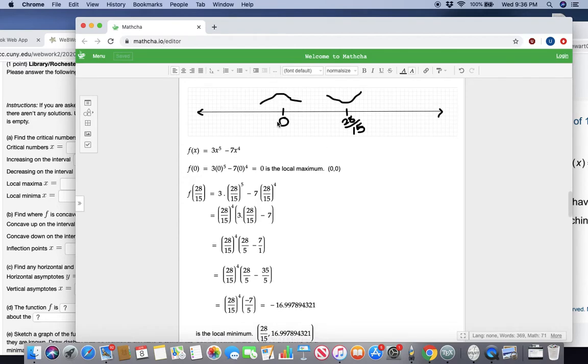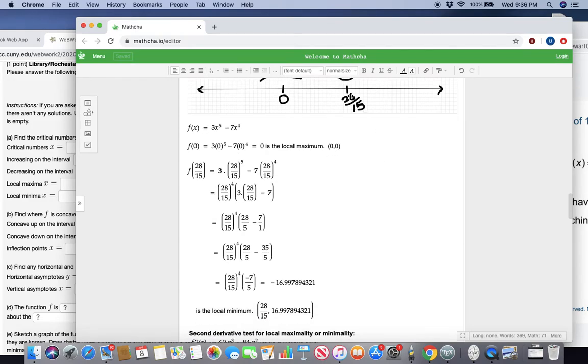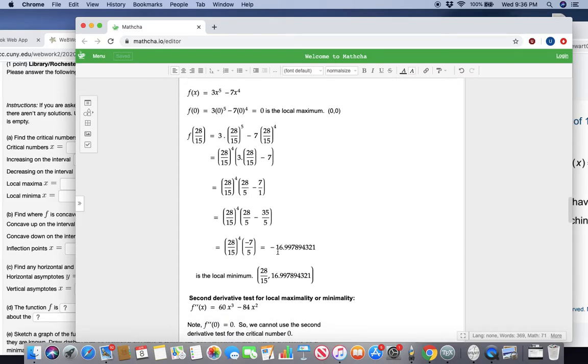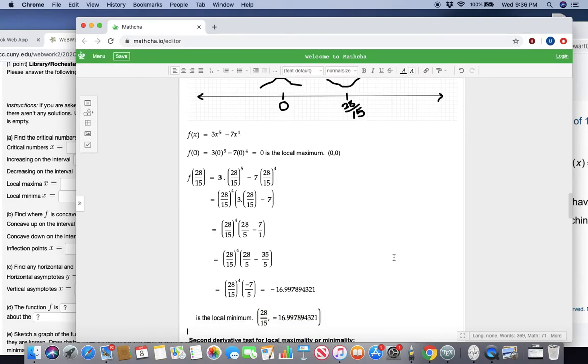0 gave me a local max. Plug in your f(x) to give you the value 0. The point will be (0, 0). Okay. Likewise, take this 28 over 15, plug it into f(x). I've done this calculation, and I get this value. So the local minimum is with a negative 16.99 whatever. So this is a local minimum value.